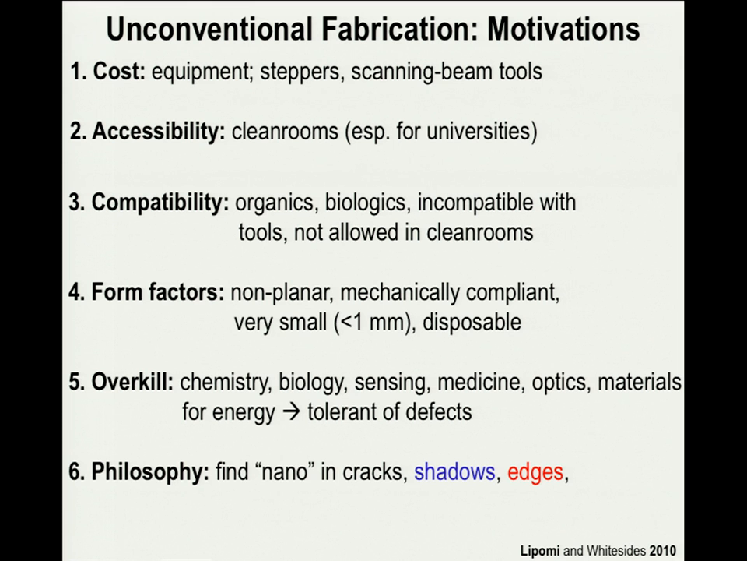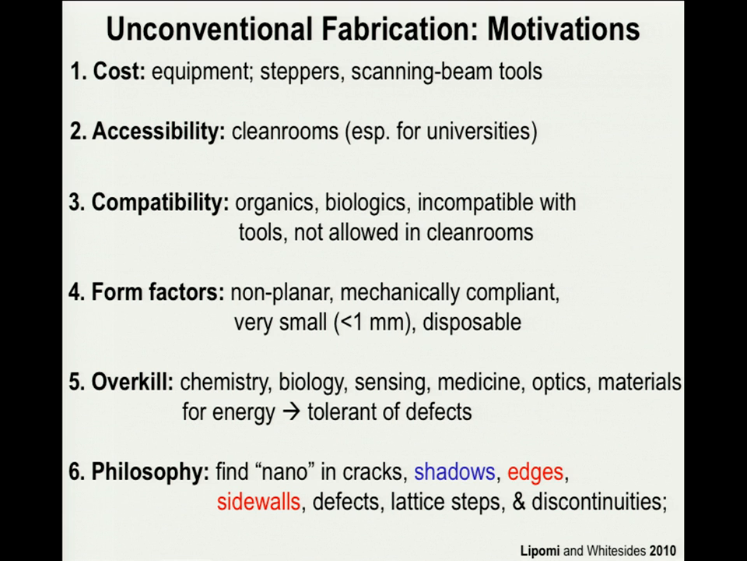And then, because we want to have fun inventing new nanomanufacturing strategies, there's the idea that nano has to be something that's difficult: nano clean rooms, bunny suits, e-beam lithography, and so on. But nanoscale information is really all around us in nature. It's just a question of how you find that nanoscale information in a form from which it can be replicated. Nano information exists in cracks, shadows, edges, sidewalls, defects, lattice steps, and other discontinuities.